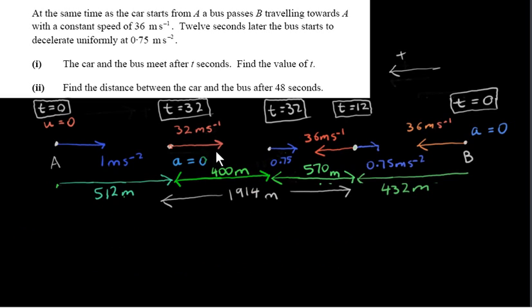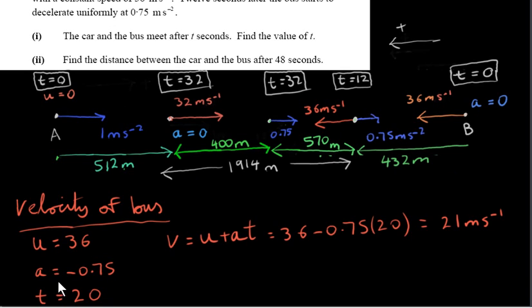The motion of the car is fully specified. We have its velocity, 32 meters per second, and its acceleration is 0, so the car is traveling with uniform velocity. We know that the bus is uniformly decelerating by 0.75 meters per second squared. However, we need the velocity of the bus at this instant. We have its velocity at t equals 12, so 20 seconds later we need to get its velocity, that is at t equals 32.